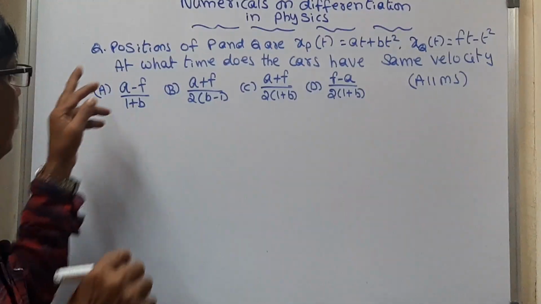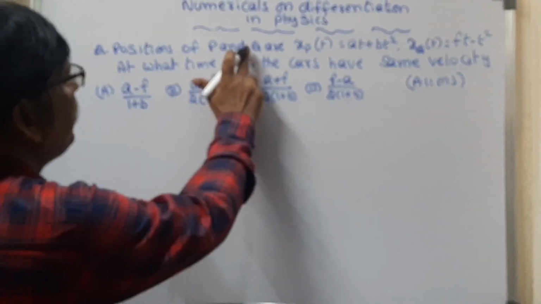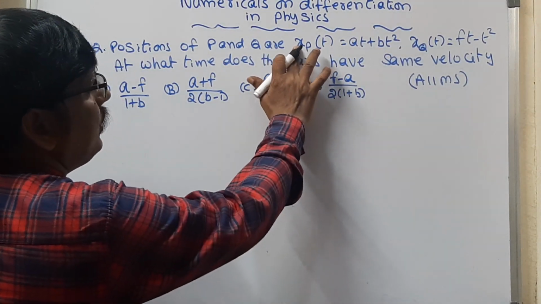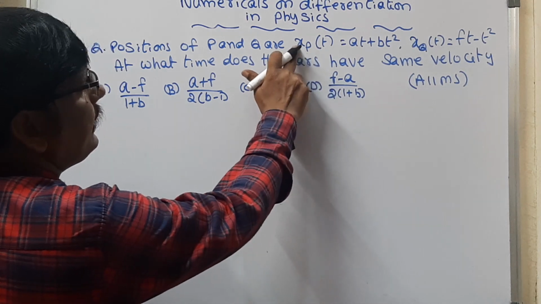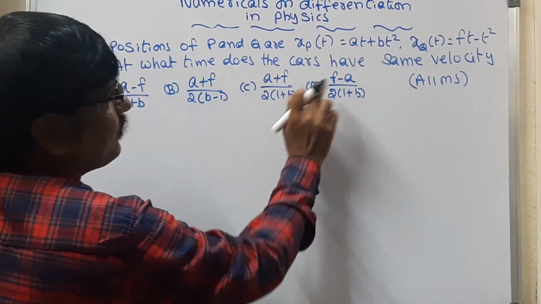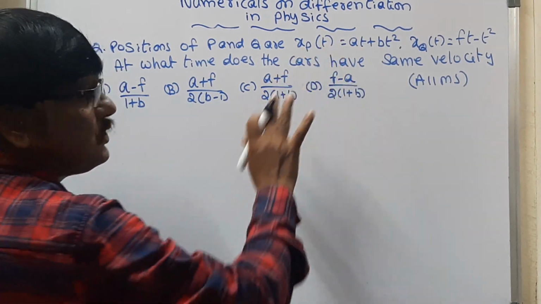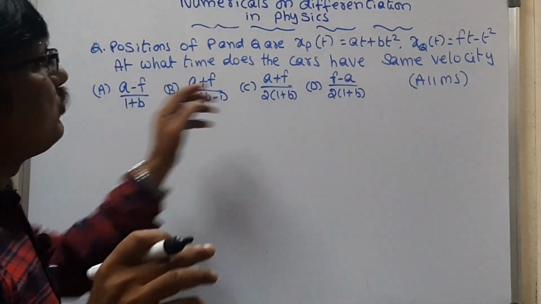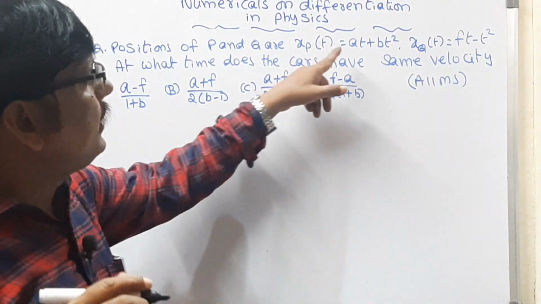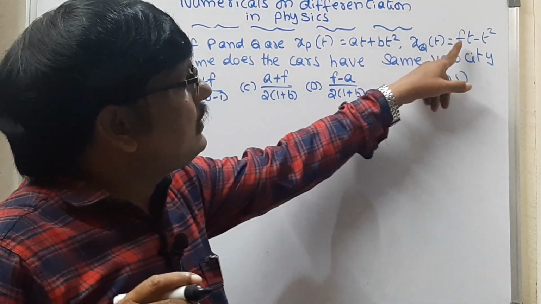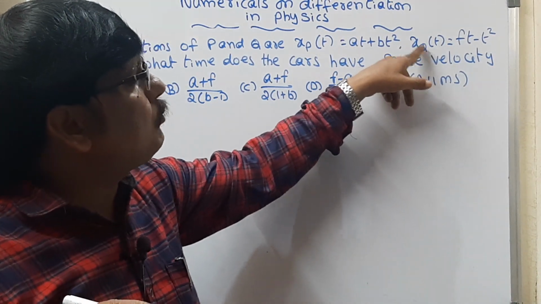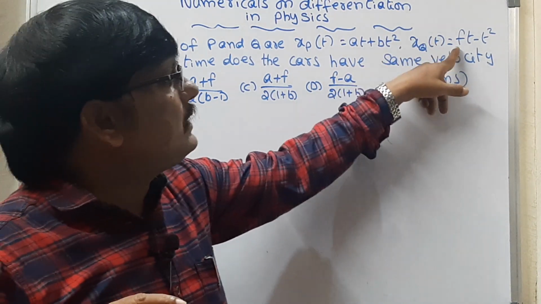Go through this once. Positions of P and Q: P and Q are two objects. The position of particle P, x with respect to time, is at plus bt square. By seeing all these words don't get confused, it is only x with respect to time. The position of particle Q with respect to time is ft minus t square.